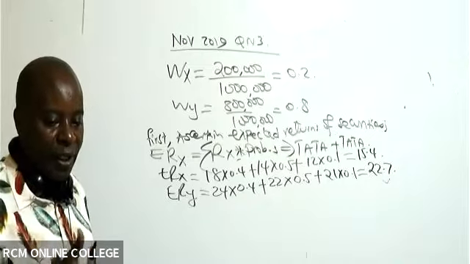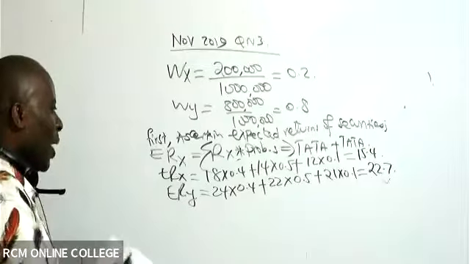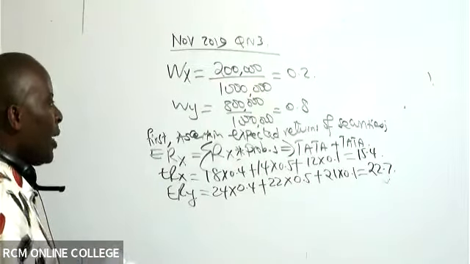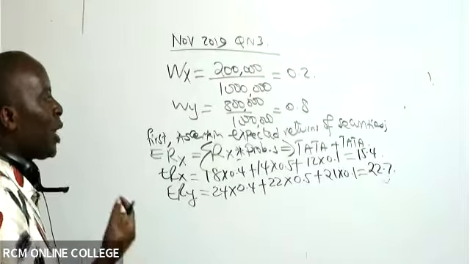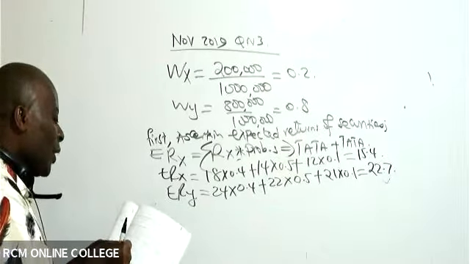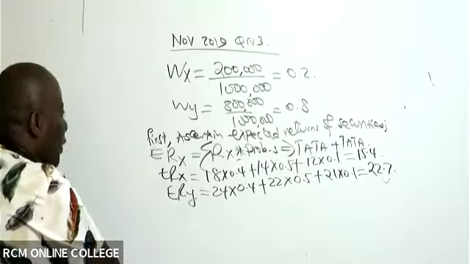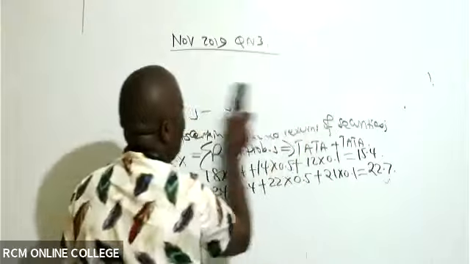What you have done to get this? Have you been able to follow abracadabra? Yes. So then that is number one. And you see this number one, they never wanted us to just get expected returns of securities. This is the first step. Here they want us to give them expected return of the portfolio.